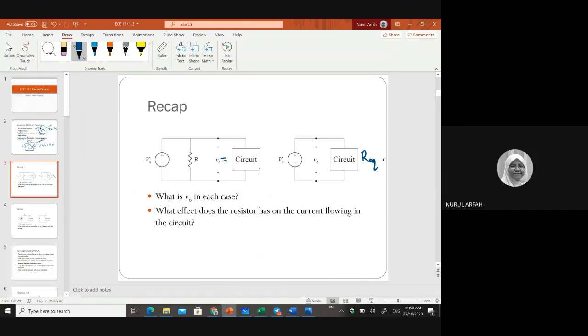V naught is equal to what? If we have it in parallel, what do you think? V naught is equal to? And also this side, V naught is equal to? Since they are in parallel, then this one equals what?